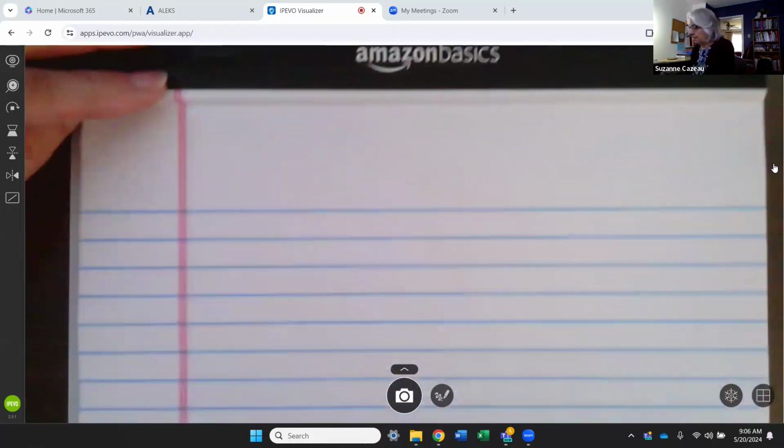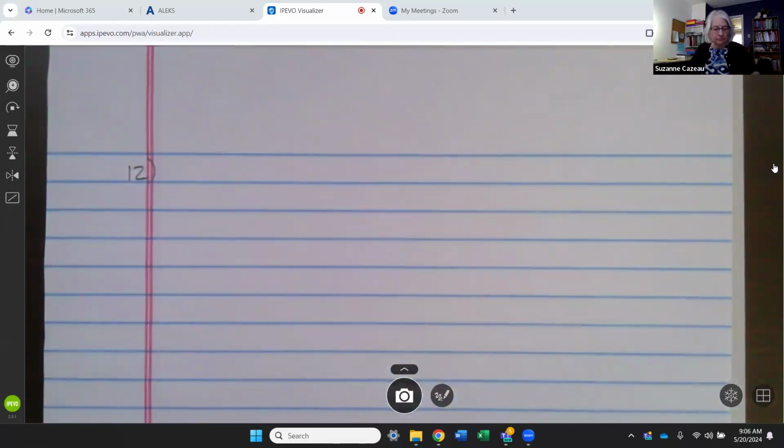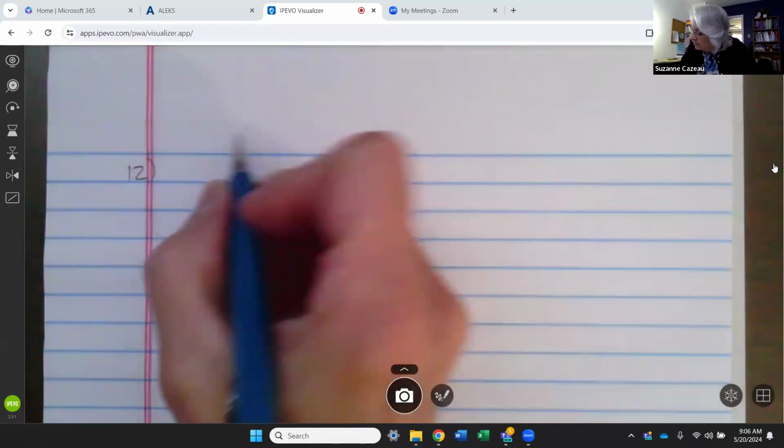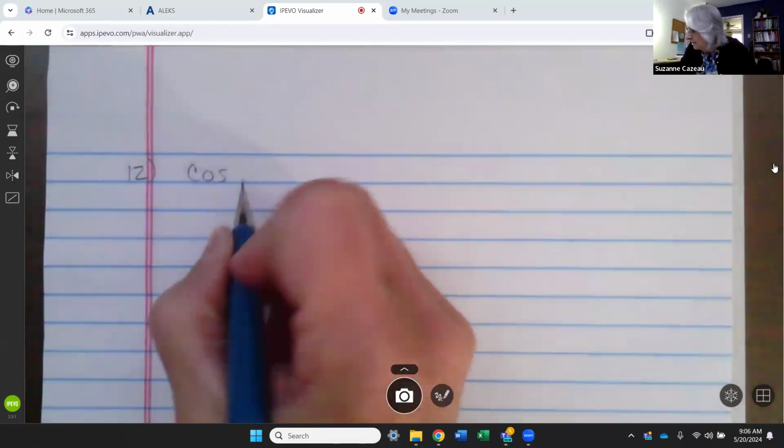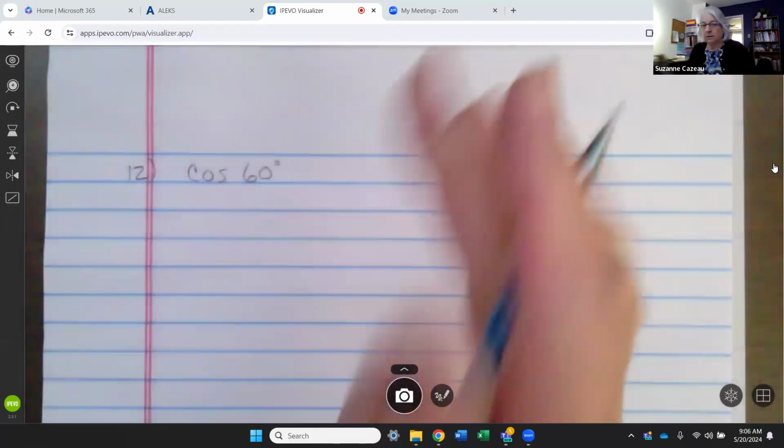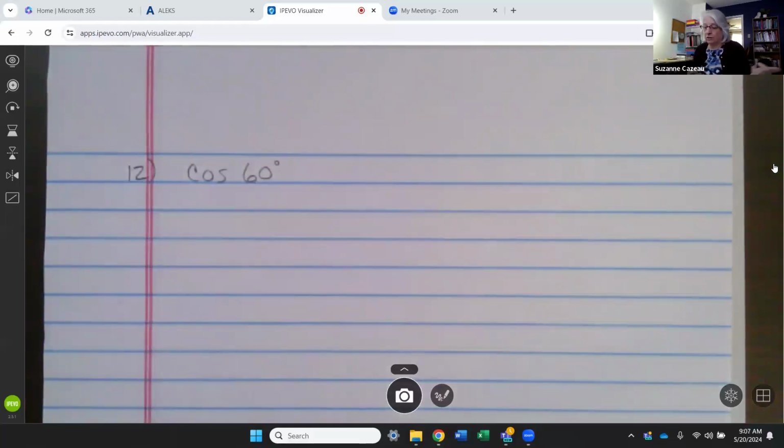And we got number 12. It says, use special right triangles to evaluate cosine of 60 degrees. Now, maybe you're used to using degrees, but you know what? I'm used to using pi, because that's pretty much what we do in this class.